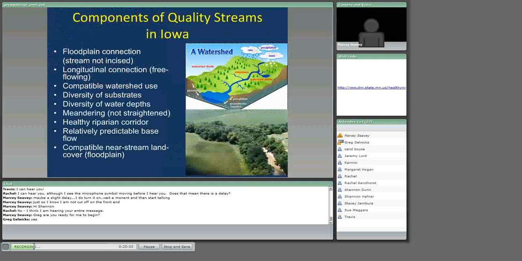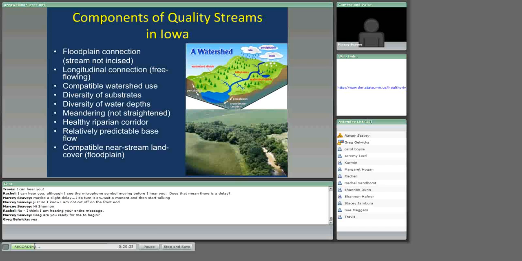be free flowing without barriers to movements of sediment and organic matter and organisms in the stream. They'd have compatible watershed use, diversity of substrates and water depths. They'd be meandering as opposed to straightened. They have healthy riparian corridors, relatively predictable base flow, and compatible near stream land cover or floodplain land use.